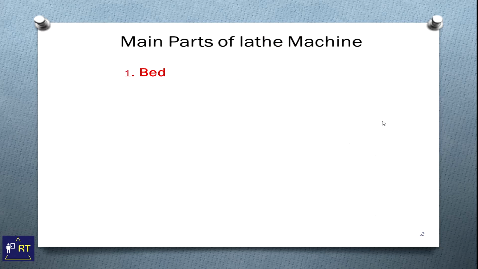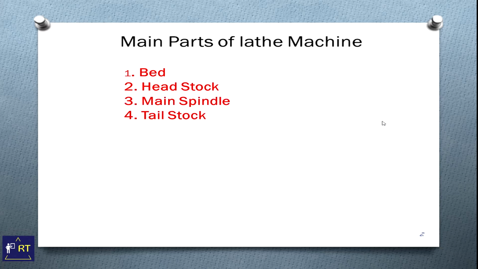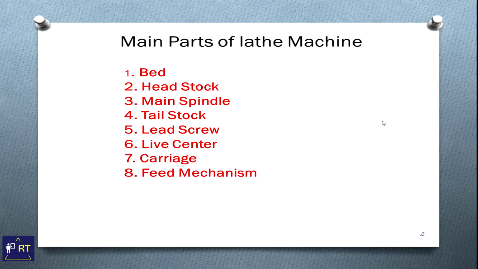The main parts of a lathe machine are: number 1 bed, number 2 headstock, number 3 main spindle, number 4 tailstock, number 5 lead screw, number 6 live center, number 7 carriage, number 8 feed mechanism, number 9 dead center, number 10 chuck. So these are the main parts of a lathe machine.